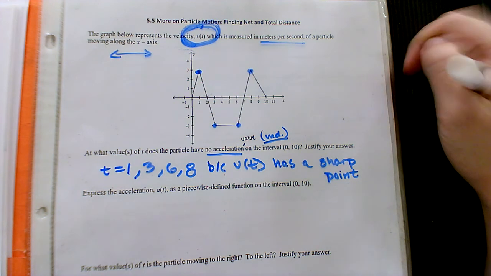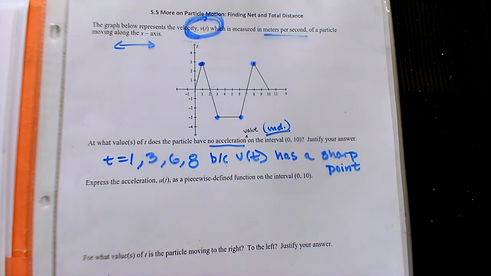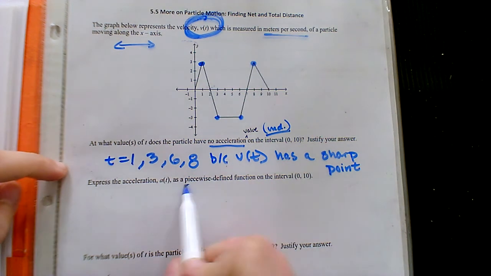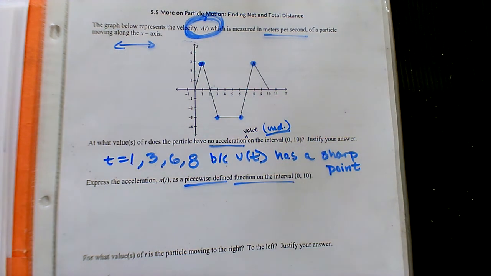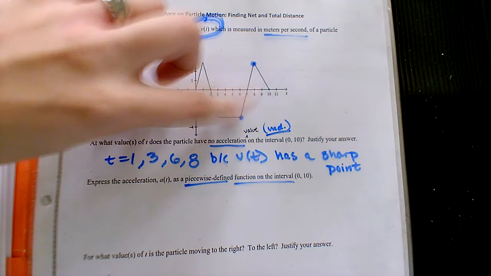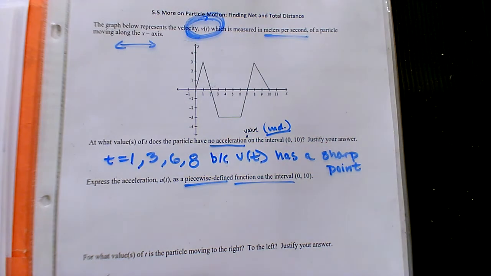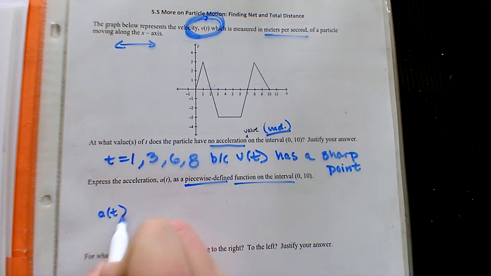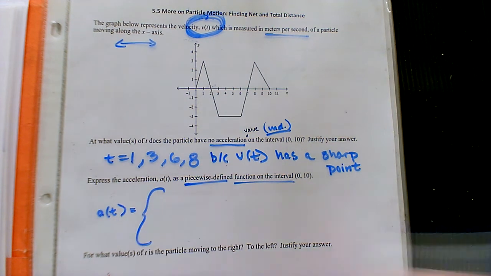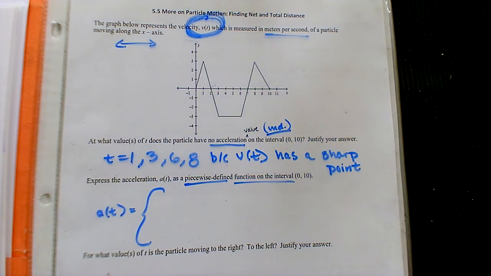Okay. All right, let's try the next one. Express acceleration, which we've already mentioned was the slope of velocity, as a piecewise defined function. You actually had a similar question on your winter packet, if you remember that one or not. Okay, can we figure out what the acceleration function might look like? They already kind of clue us into piecewise, so we're going to have different equations or values in different intervals.